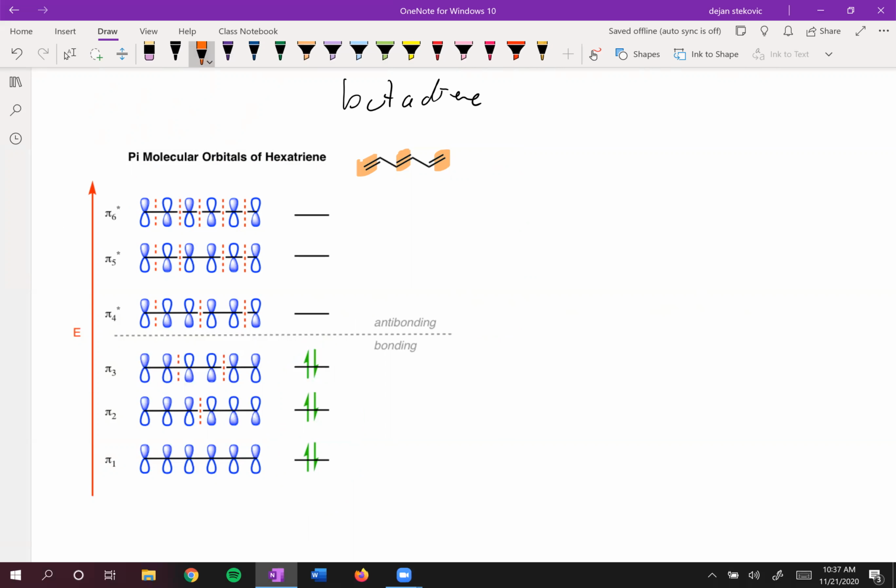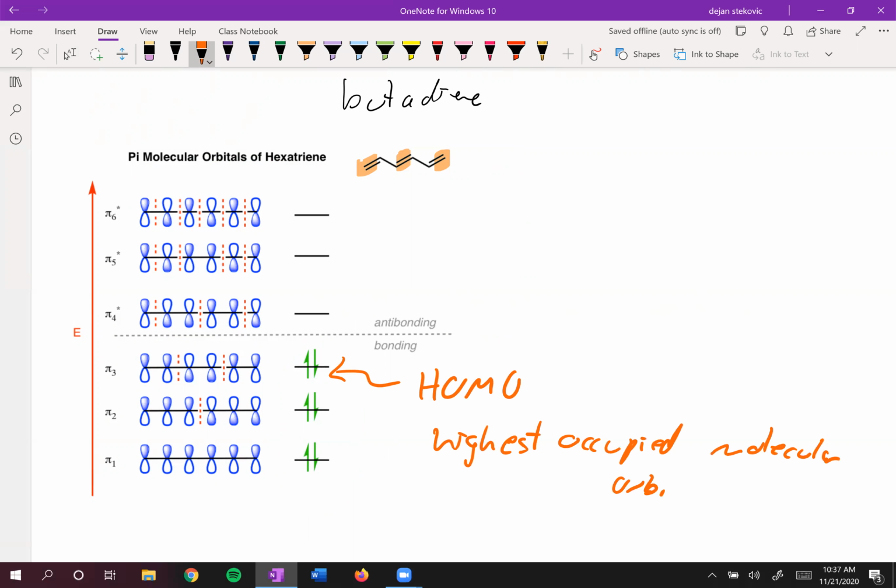Another thing to know is that this highest energy filled state is called the HOMO, or the highest occupied molecular orbital. And then the lowest energy unfilled one is called the LUMO, which stands for lowest unoccupied molecular orbital.